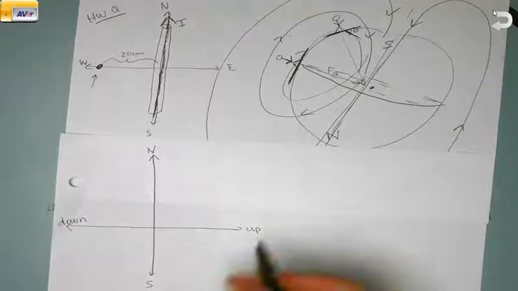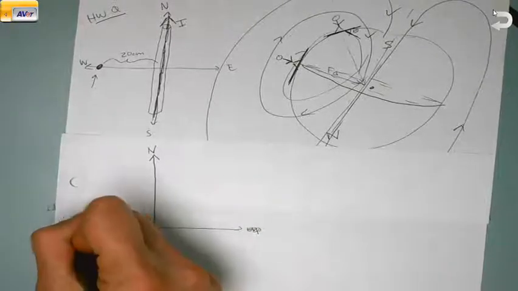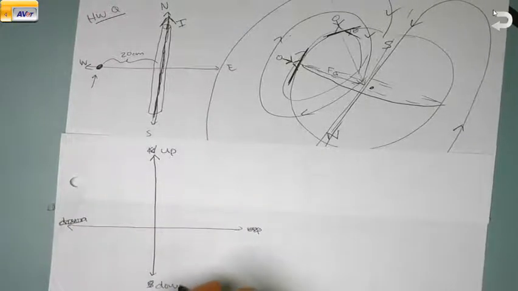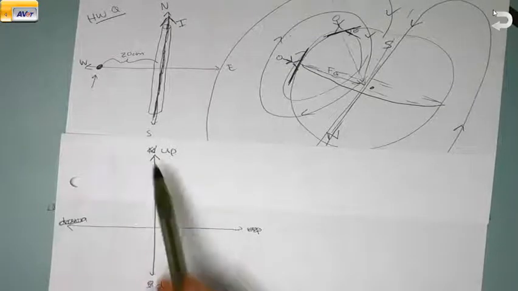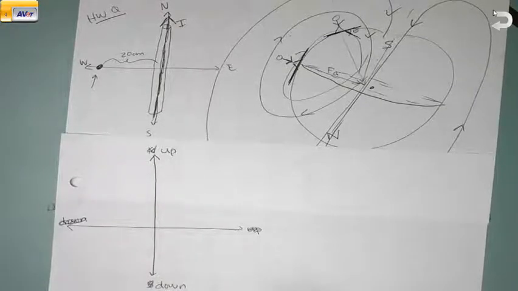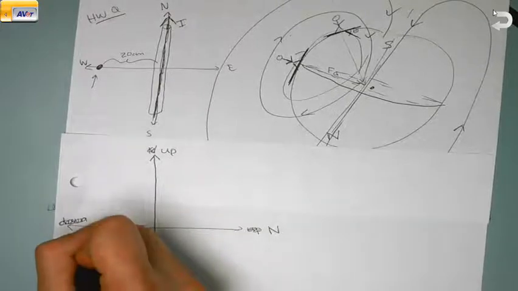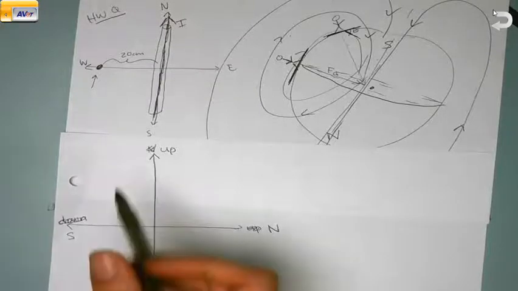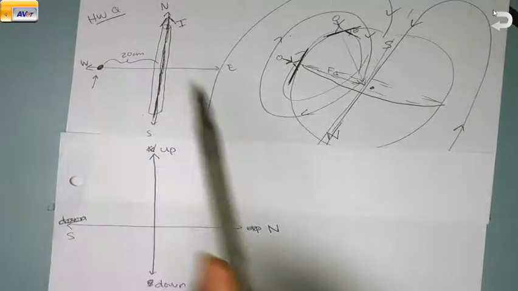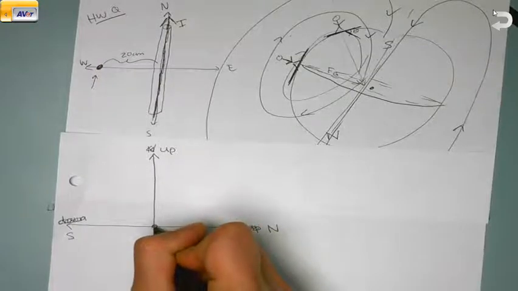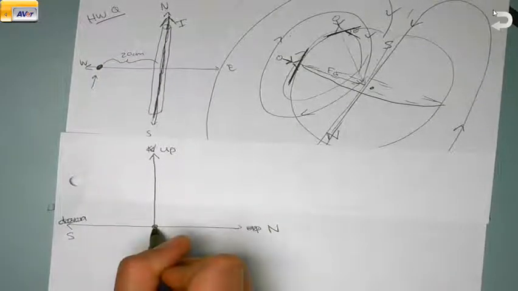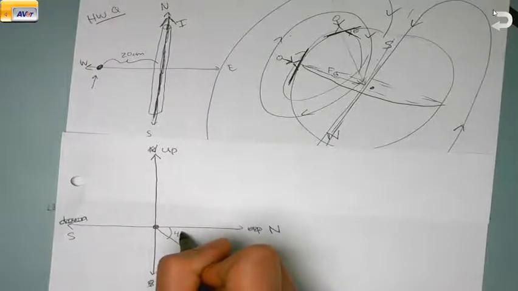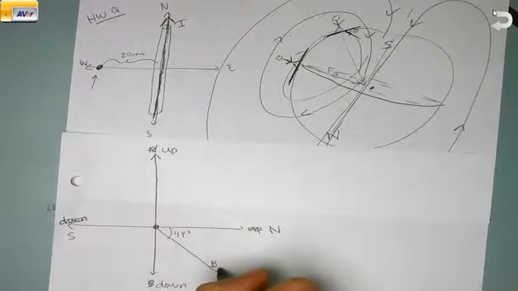Actually, that's kind of hard for me to look at. I'm going to draw it a little differently. Let's make this be up and this be down. I like that better because up is up and down is down. And then I can make north be this way and south be that way. You can do it either way, but I find this to be an easier way to look at. Okay, so at this point here where the dot is, we have a component of Earth's magnetic field that points down and north with a 44-degree angle. And this here is the Earth.